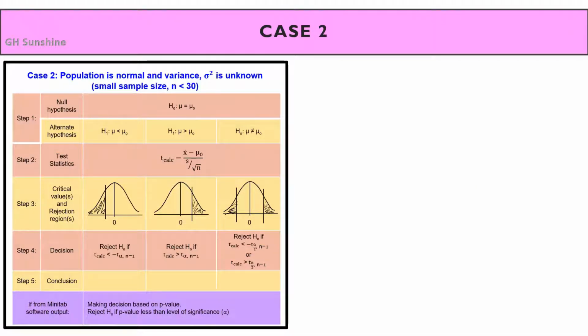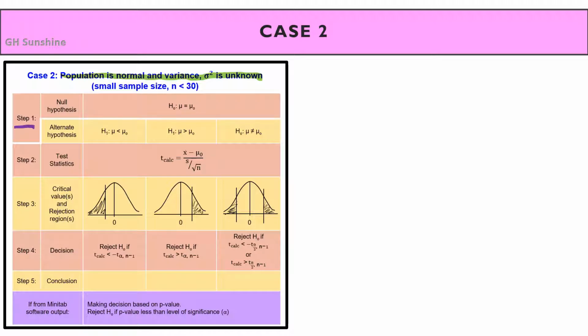Second case, population is normal and variance is unknown. So this one is based on small sample size, which is less than 30. Recall back the confidence interval approach. When the variance or standard deviation is unknown and the sample size is less than 30, we will use the T distribution.